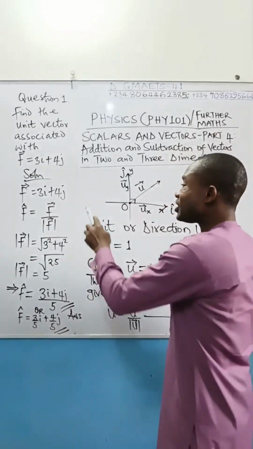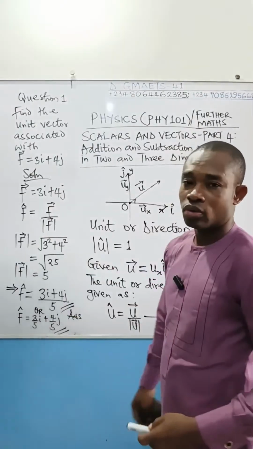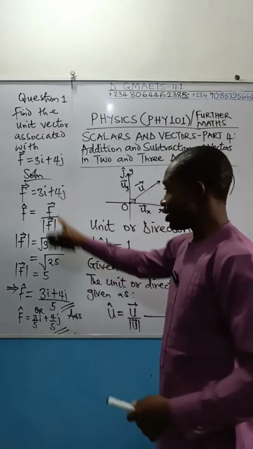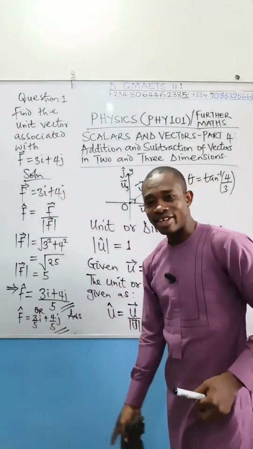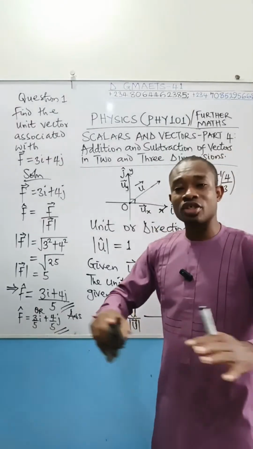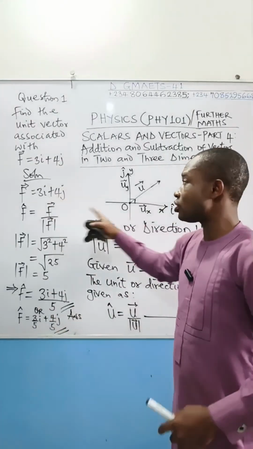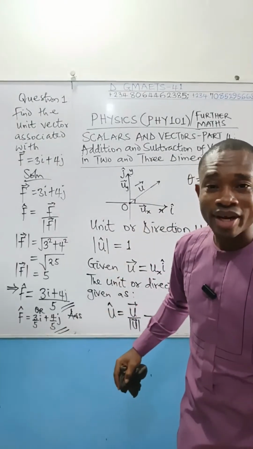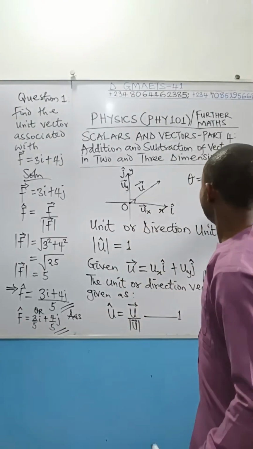What we calculated here is called unit vector or direction vector. Like I said, unit vector or direction vector. But if you're just asked to find the direction alone, find the direction of this vector, it is theta that you are being required to calculate.